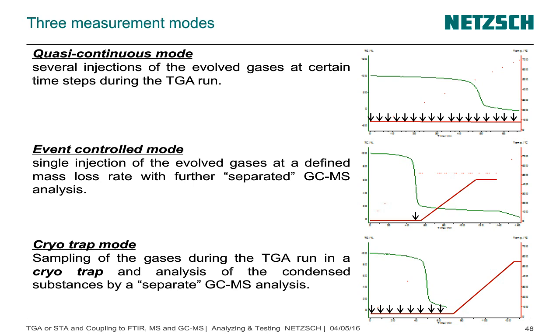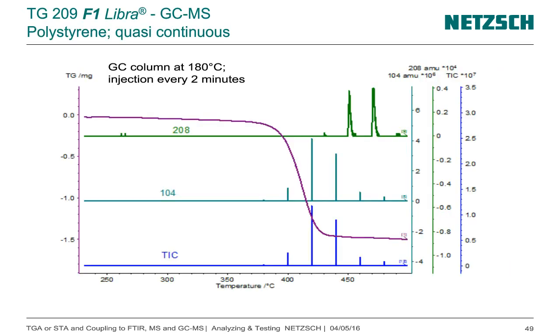So these are the 5 principal modes. And looking at some examples, this is a measurement of the polystyrene, and you see the TG curve, and then in blue at the bottom you see the total ion current from the chromatogram, and then the mass number 104 and the mass number 208. And what you would think is, oh, the 208, the dimer, is coming really, really late.